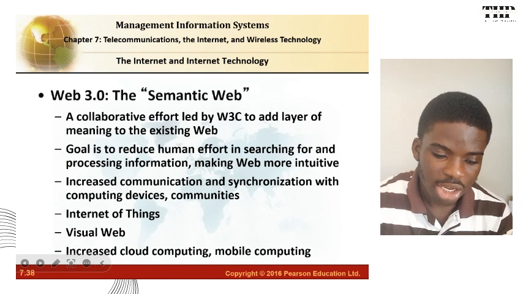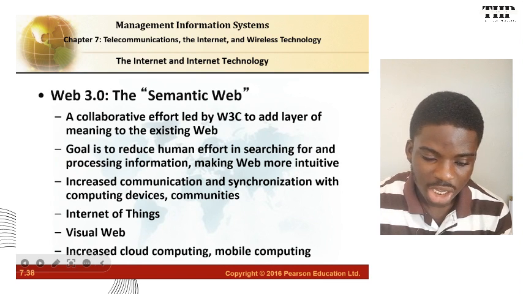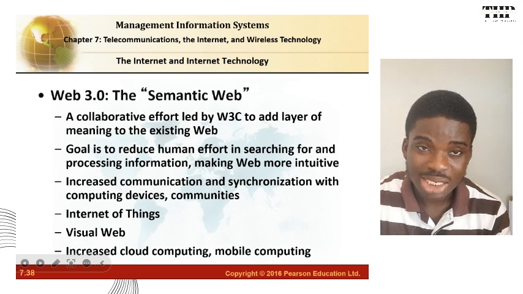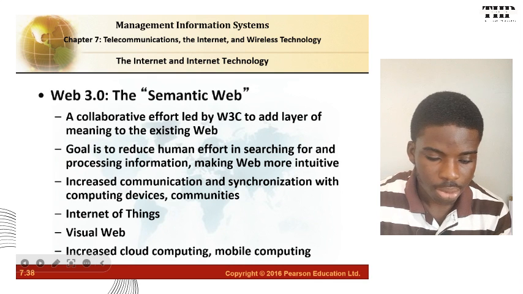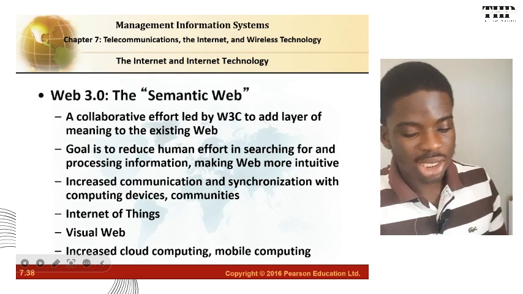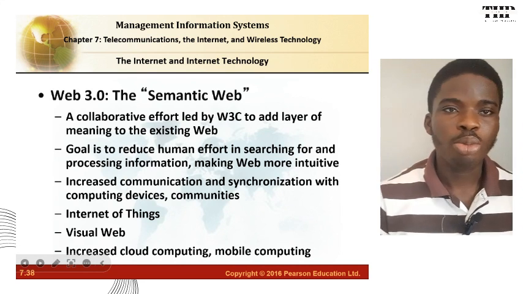So the semantic web was a collaborative effort, I think led by the World Wide Web Consortium, and they added a layer of meaning to the existing web. So you try to reduce the effort that we use when searching for and processing information. It makes the web more intuitive.